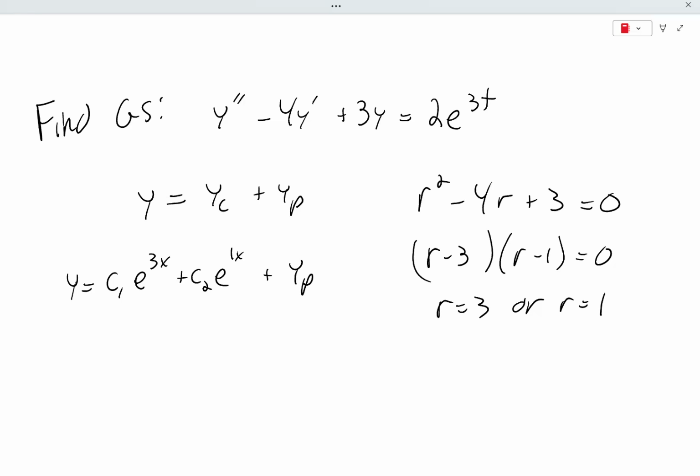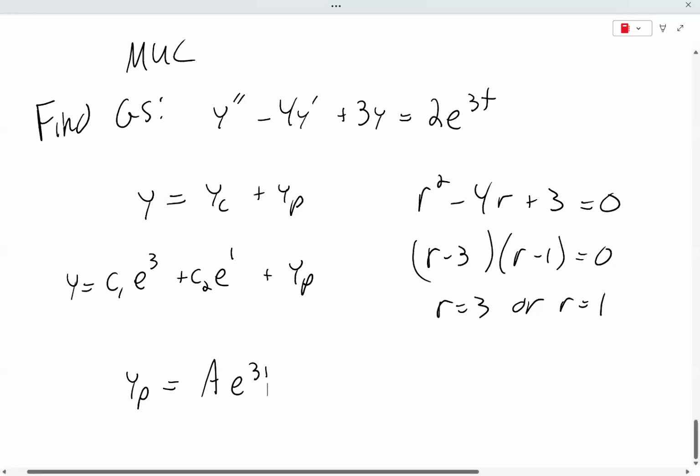Okay, so now for y sub p, we're using the method of undetermined coefficients again for this one. Let me check here real quick. Right, method of undetermined coefficients. So for the y sub p, if you look at the forms there, it would be like a e to the 3x. Or I mean, I'm getting t's and x's here. Wait a minute, I have to be consistent. I'll use t's for this one. Okay, I'll use t's here.